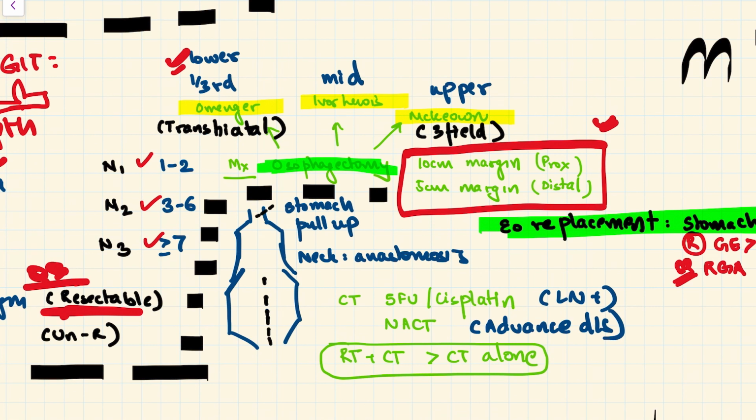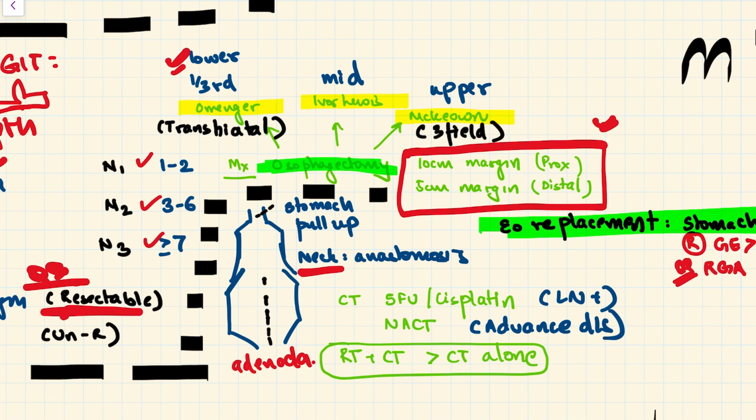Right, for lower 1/3 cancer, transhiatal Orringer surgery is done. Right, here there are two incisions. First is a midline and second is in the left lateral neck. Right, and anastomosis is then done by the neck incision. Right, so this will be for adenocarcinoma mostly.